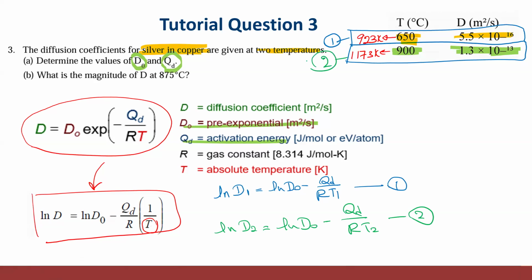650 is in degrees Celsius. When you add 273, that will make the Kelvins. So it is 923 Kelvins. Is that right? When you add 650 and 273, it is 923. So we convert the temperature to Kelvins.